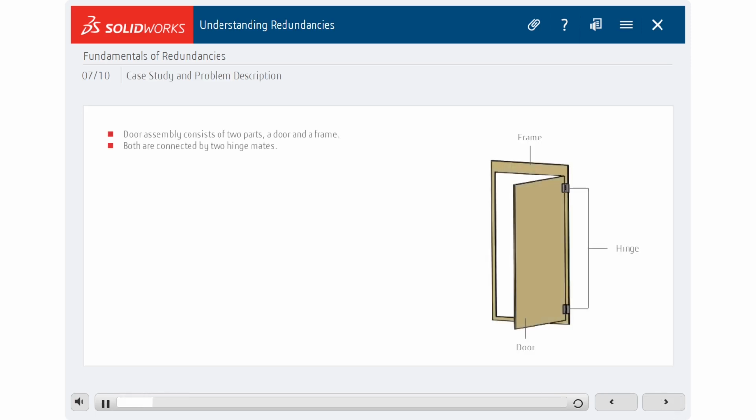Let's consider an example of the door assembly for the case study. It consists of two parts, a door and a frame. The door is connected to the frame using two hinge mates. We will analyze the door mechanism to understand the redundancies, their effect on the motion study, and how to remove them. For the given model, we will determine the forces on the two hinge mates as a result of the weight of the door.